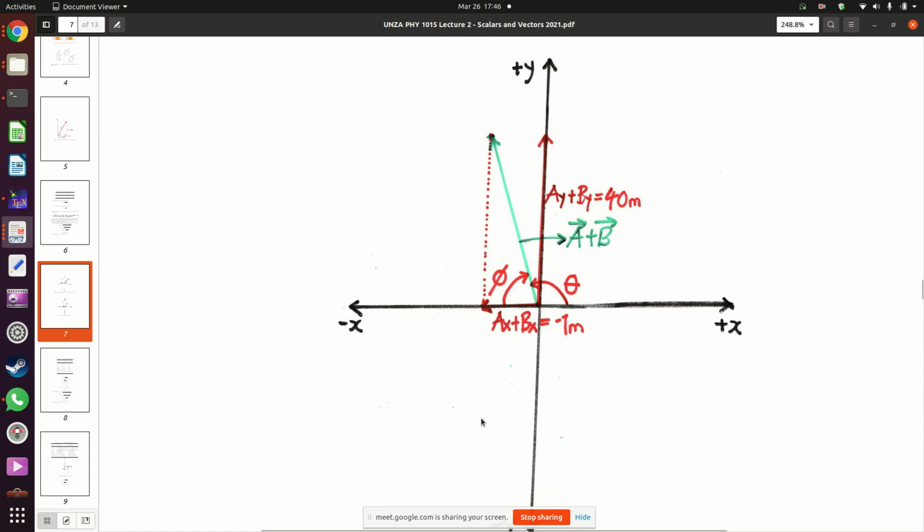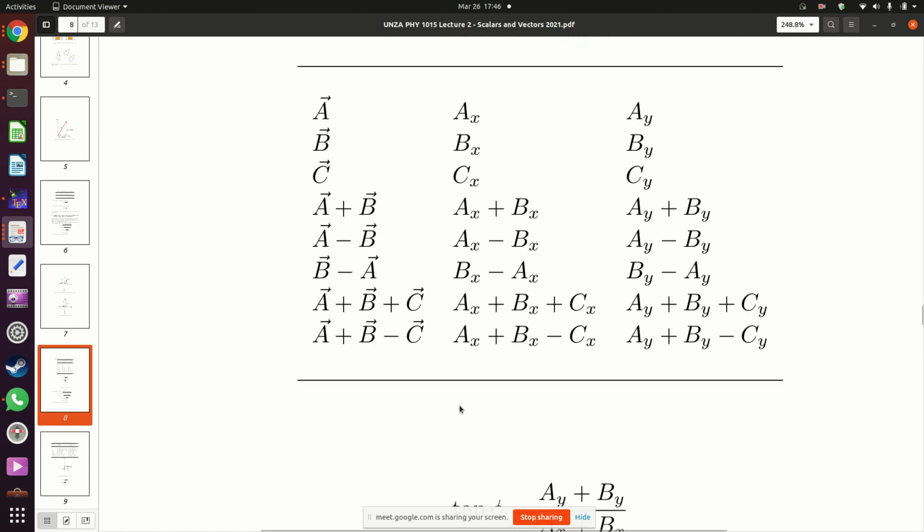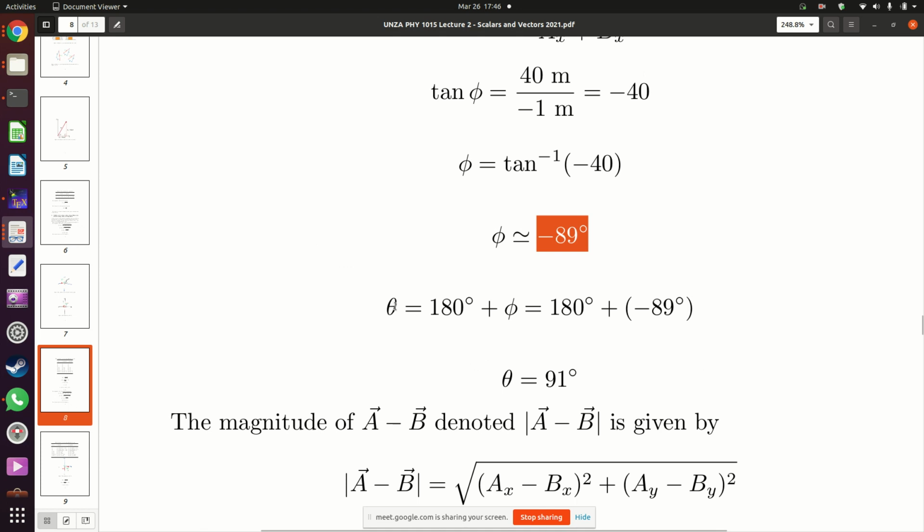So we have got 180, then we go backwards in the negative direction, and that's how we end up with theta. The way we work out theta is as follows. Theta is equal to 180 degrees plus phi. However, our phi is negative, so it's 180 degrees plus -89 degrees, and that gives us theta equal to 91 degrees. Is this clear?